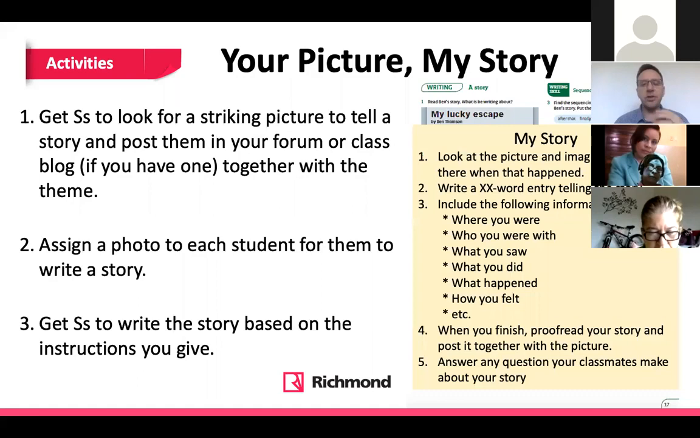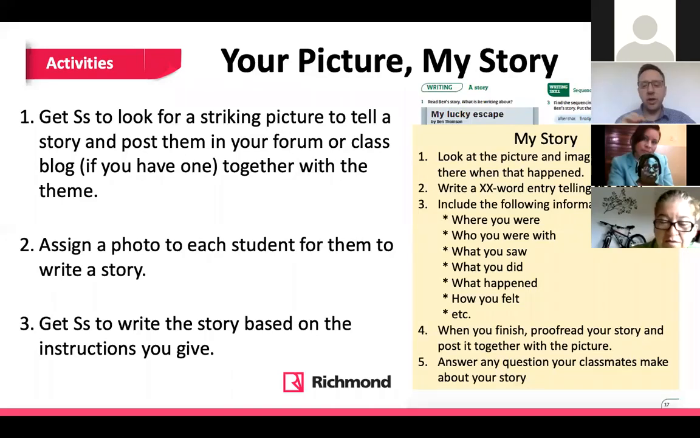Once they have the picture, they're going to write the story based on the instructions. And remember what I said, give clear instructions. So you're going to tell them, for example, look at the picture and imagine you were there when that happened. Write an X number of words, okay, so like a 50 or 100 word entry telling your story. Include the following information, such as where you were, who you were with, what you saw, what you did, what happened, how you felt, etc.